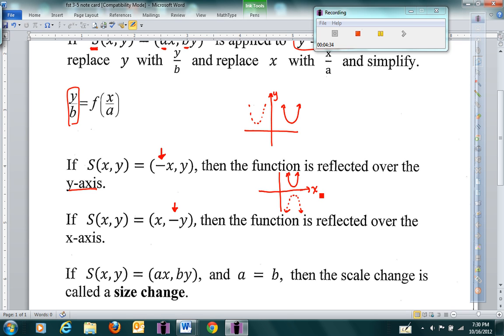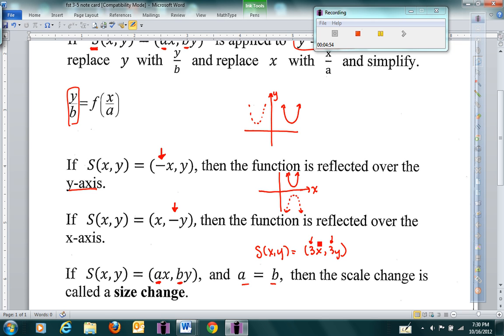So we'll see some negatives come up in some of those rules, and that's going to add additional information onto the rule. And then, if we have the scale change x comma y goes to ax comma by, and a and b are equal, that would be something like a scale change where you had, for instance, 3x comma 3y, the same multiplier here as you do here.